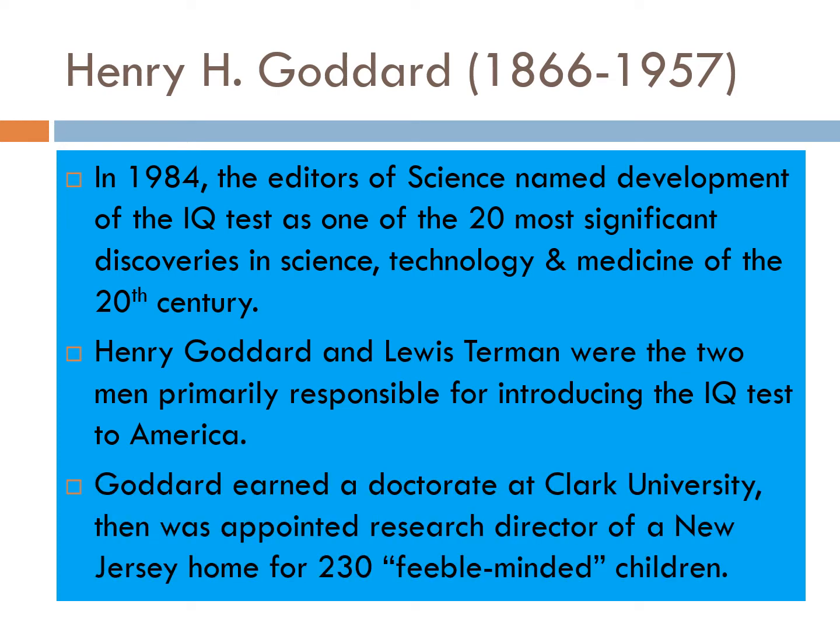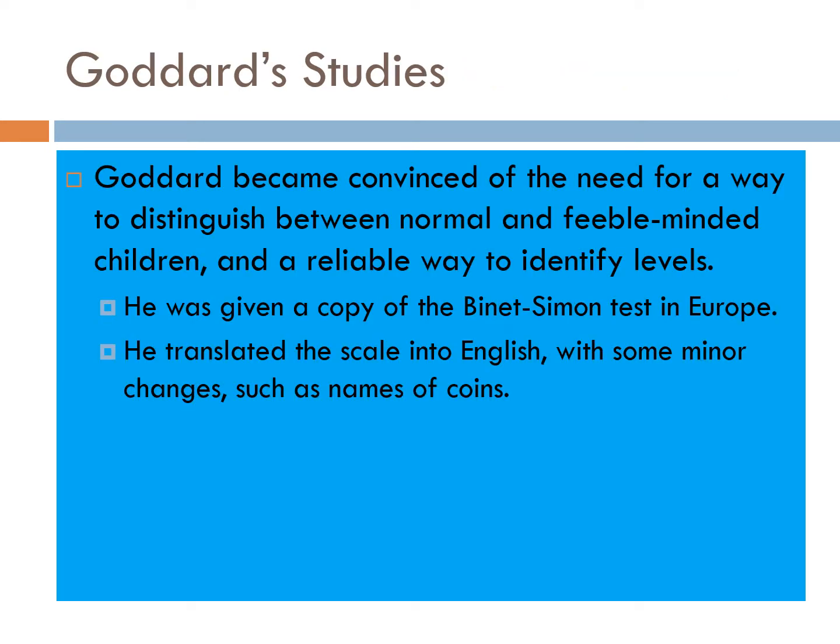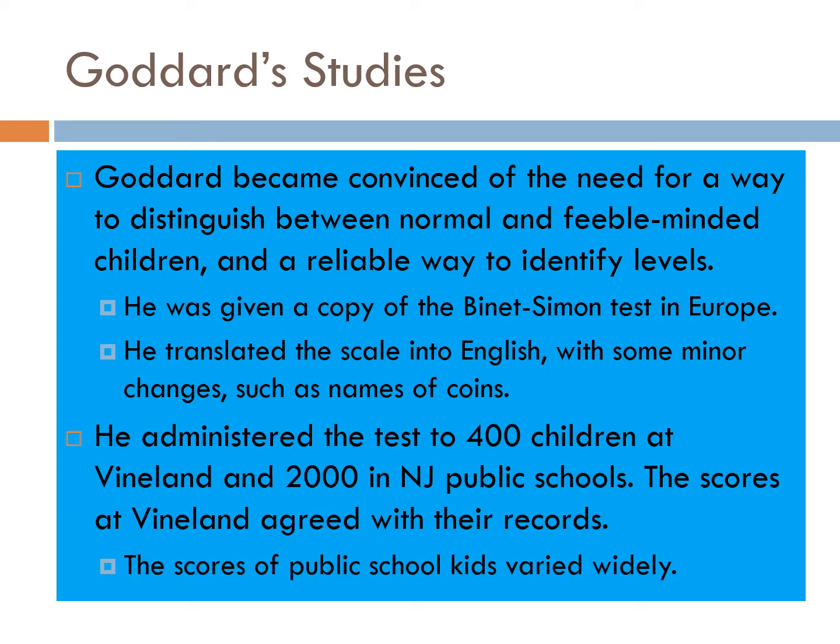Goddard himself earned a doctorate at Clark University and then was appointed as research director of a New Jersey home for 230 of what he called feeble-minded children. While there, Goddard became convinced of the need for a way to distinguish between normal versus feeble-minded children and a reliable way to identify levels, right? So he was given a copy of the Binet-Simon test in Europe, and he translated that scale into English with some minor changes, such as names of coins and things like that, to make it more culturally appropriate for the United States.